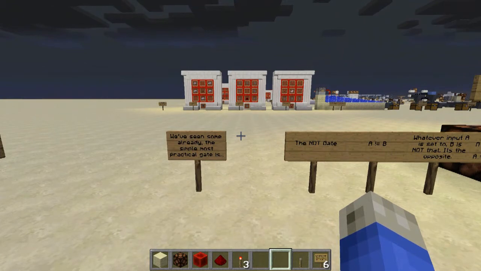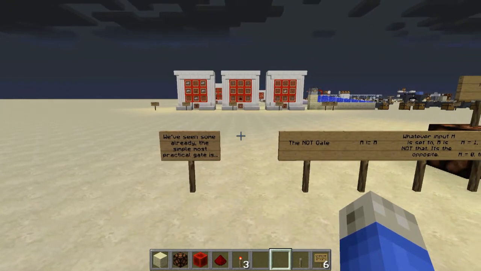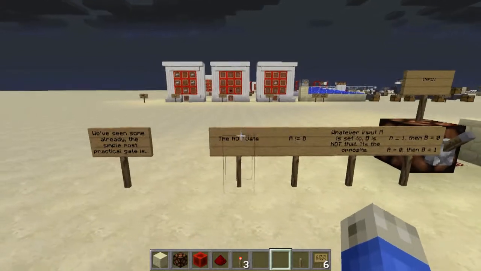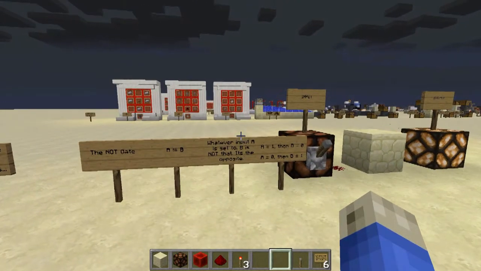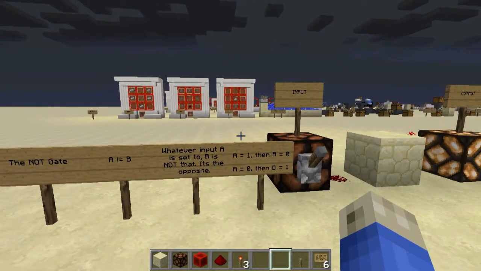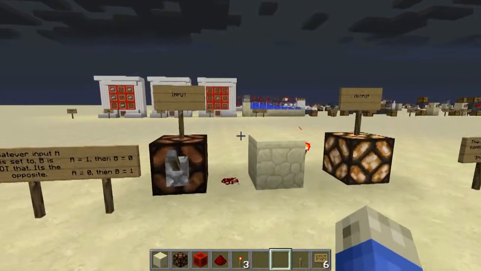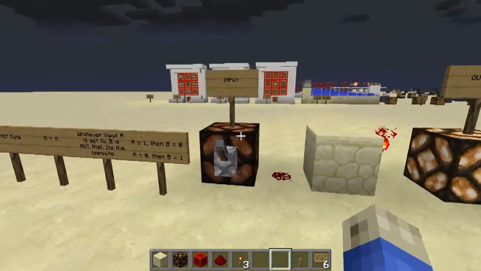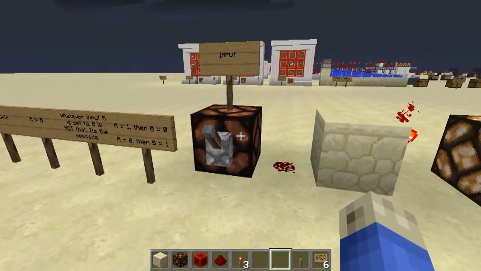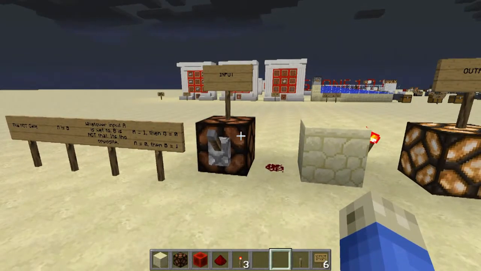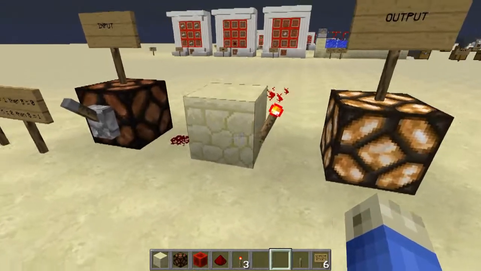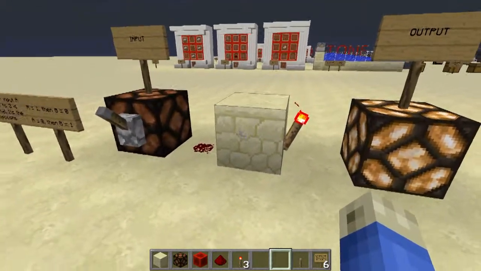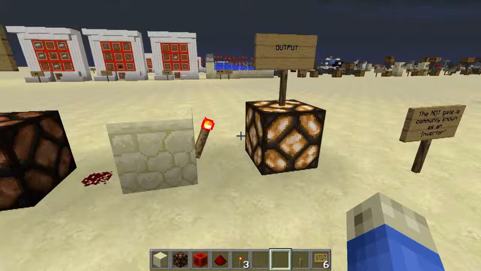Okay, so we've already seen the most simple kind of gate, the NOT gate, also known as the inverter. We've seen this a few times. A is not equal to B. Whatever the input A is, B is not that. It is the opposite. So here we can already see we have the input, the switch, and the lamp showing its state is off. This is our inverter circuit, very simple, signal going into the block. The torch not being powered is now powering the output.